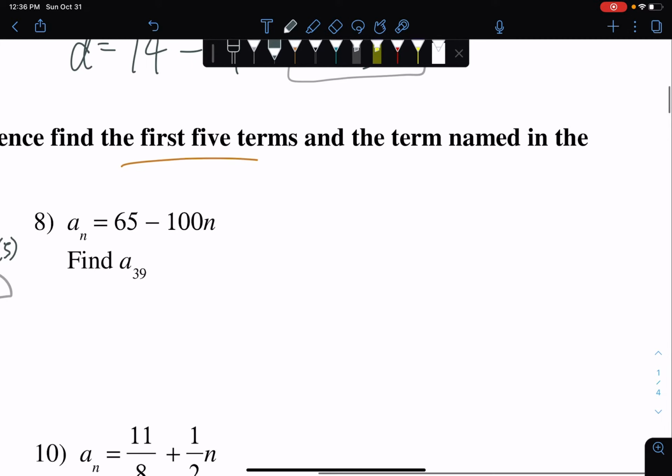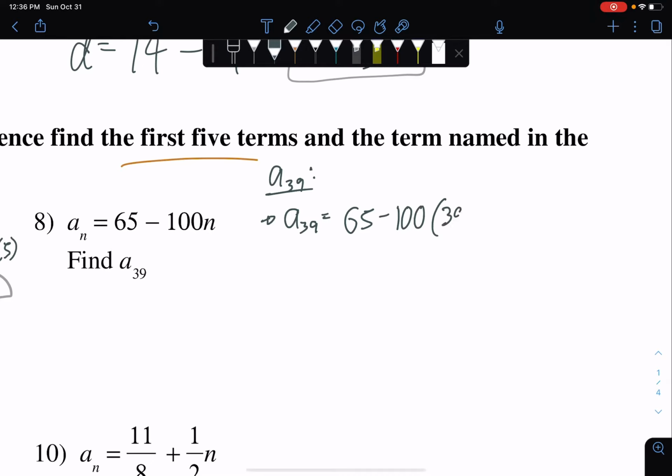Number 8. To find a sub 39, again, substitute. I won't be speaking much on the following problems anymore. The concept is already well explained, and we'll just solve faster. We don't want to make this video super long to the point that it gets really boring. So yes, a sub 39 is equal to 65 minus 100 times 39. Our answer is negative 3,835.